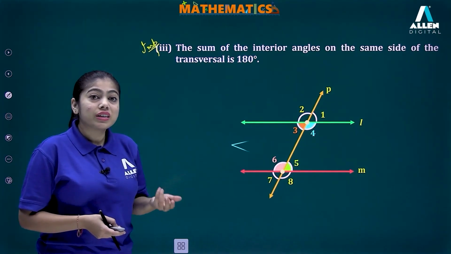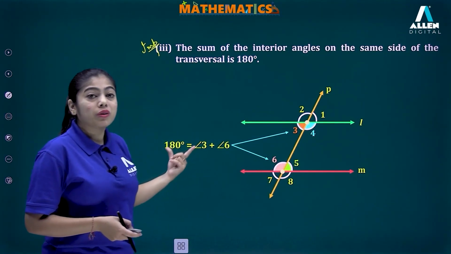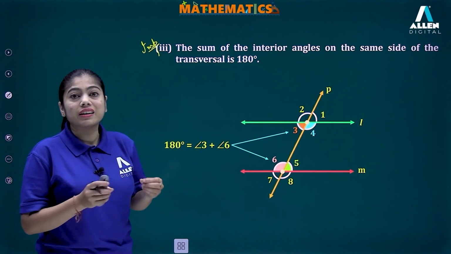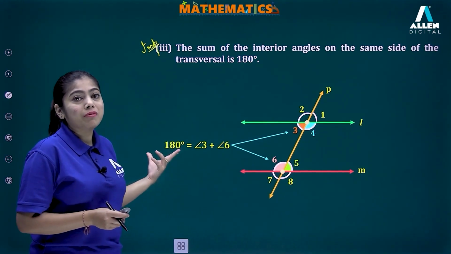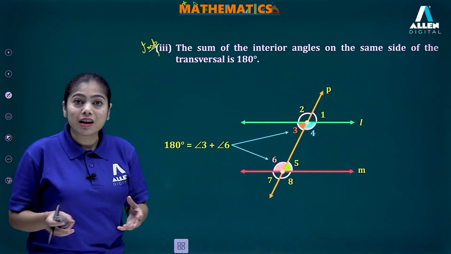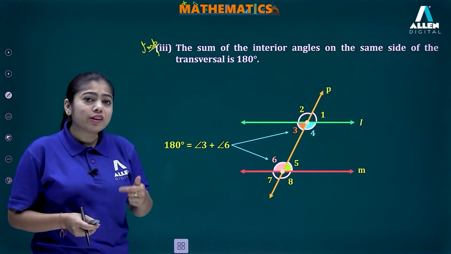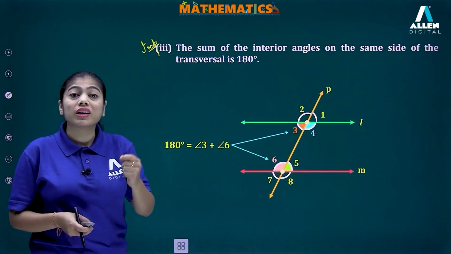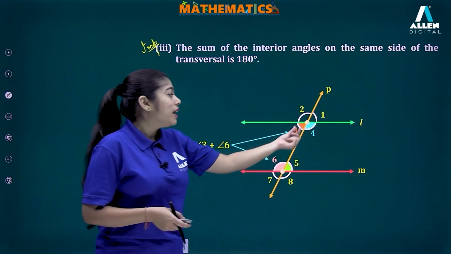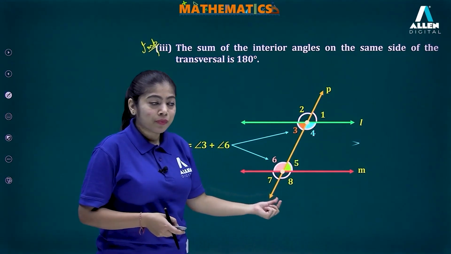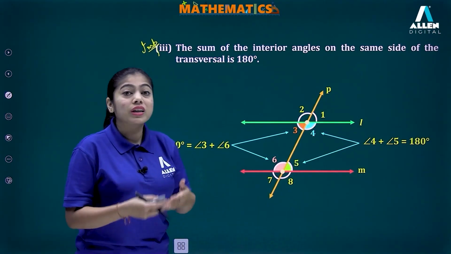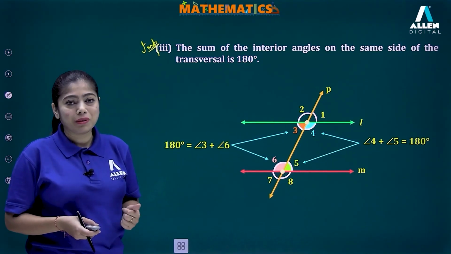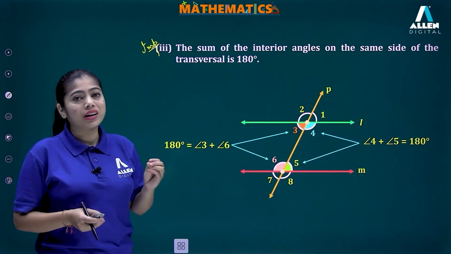And what do we say? We say that their sum is going to be equal to 180 degrees. Very important property, that consecutive interior angles are supplementary. Their sum is equal to 180 degrees. Now, can you see another pair just like this? Yes, definitely we are going to get another pair, and that is going to be angle 4 and angle number 5. So, angle 4 and angle 5 are also another pair of consecutive interior angles, and they are going to be supplementary. That means their sum is 180 degrees.